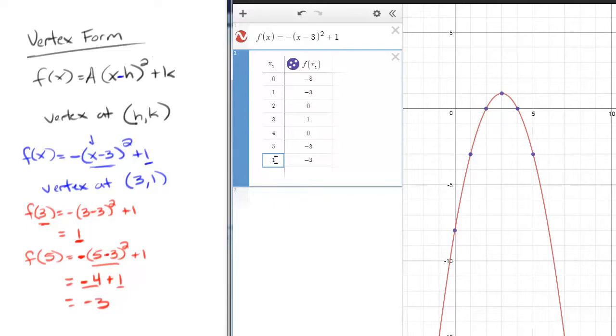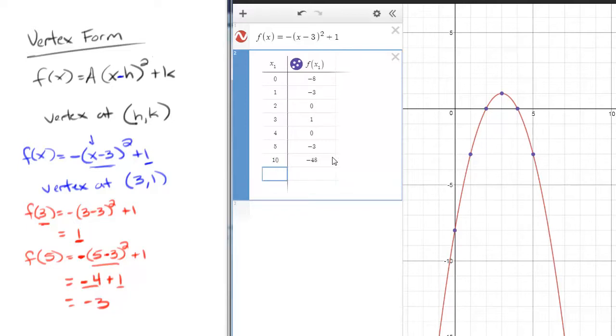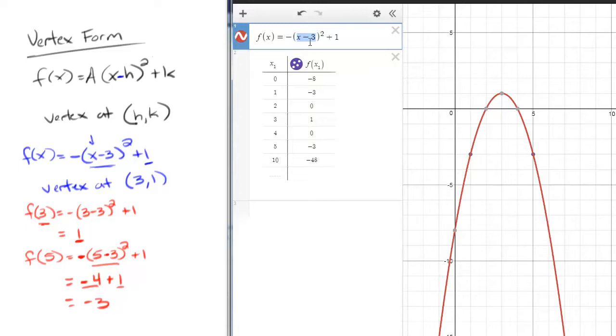Anything else I plug in, from a 1 to a 5 to a 6 or anything else we want, let's plug in a 10 just for fun, we would get out an insanely large negative number. If I plug in 10 to this, I would get 10 minus 3 is 7. 7 squared is 49. I'd be taking away 49 from 1. That's where I get this negative 48 from right here.